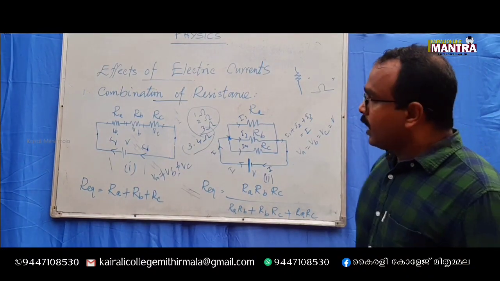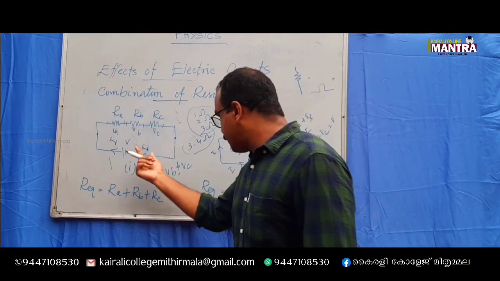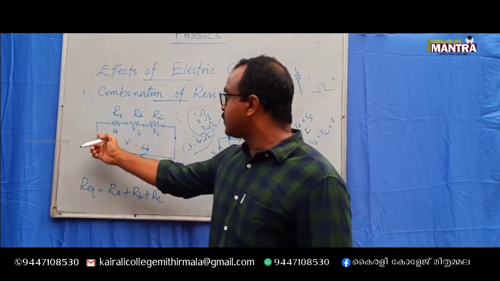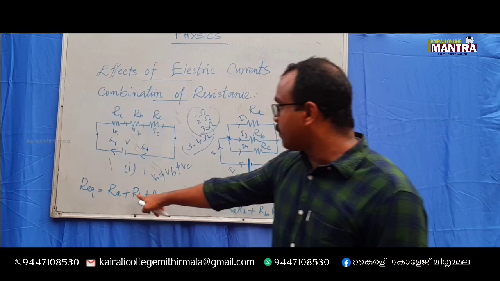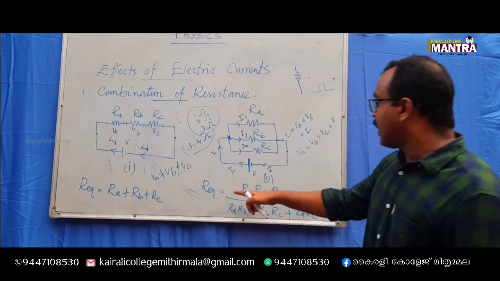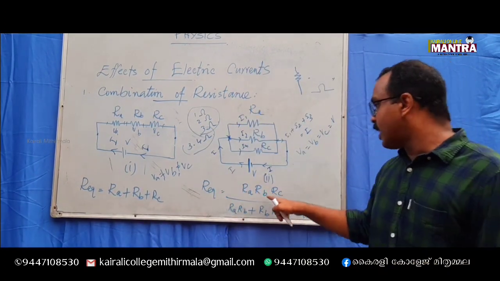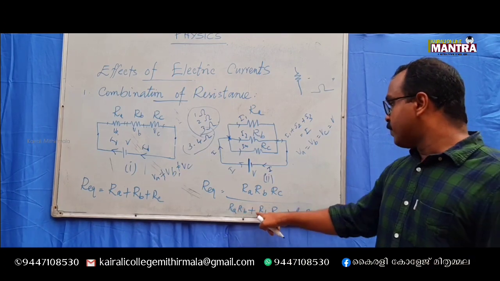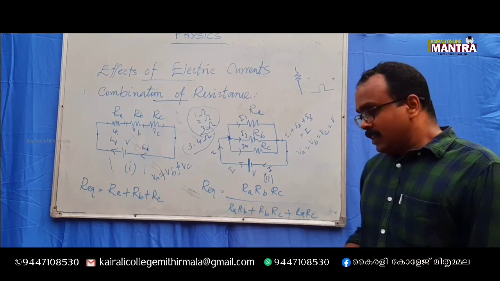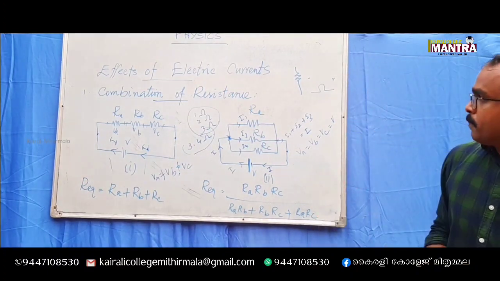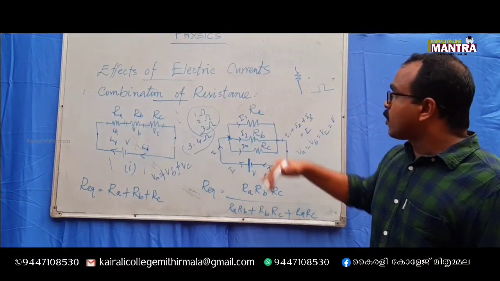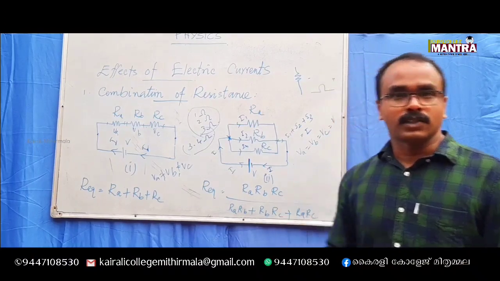And if you measure the equivalent resistance seen from these terminals, in the series connection the equivalent resistance will be RA plus RB plus RC, and in the parallel connection R equivalent is equal to RA RB RC divided by RA RB plus RB RC plus RA RC. I hope you have already studied this in the chapter. And if you know these fundamental concepts, I think you can solve almost all the problems.